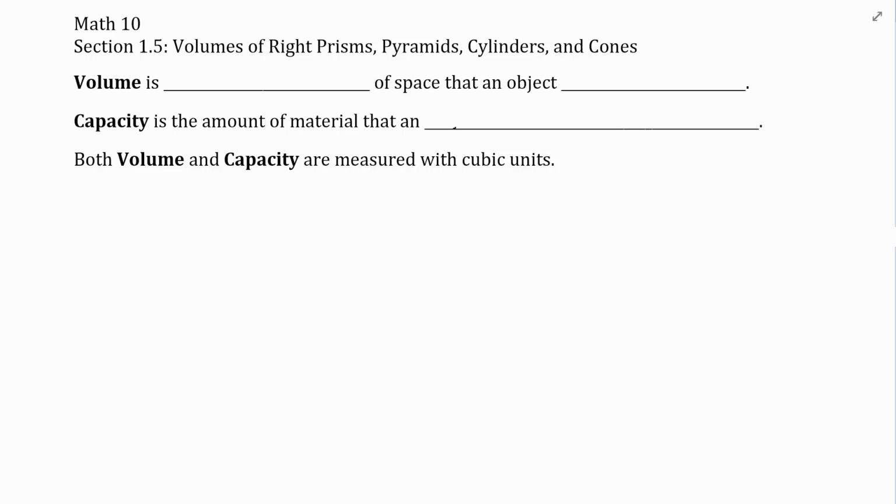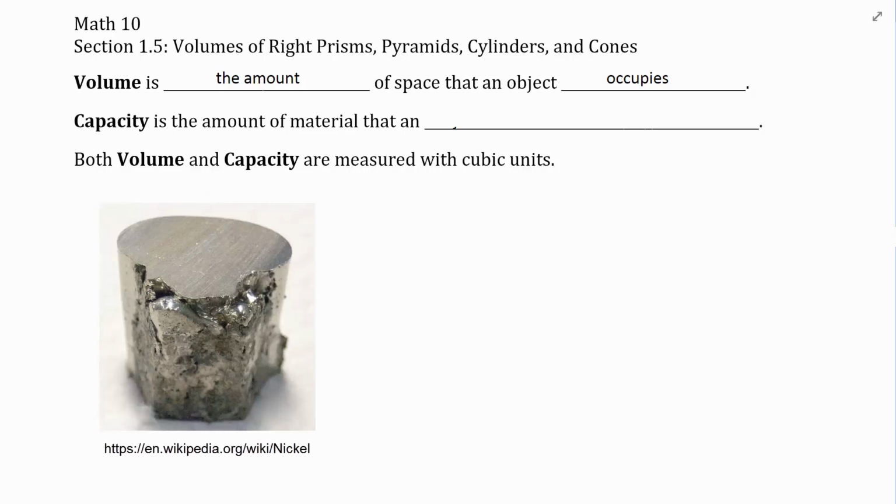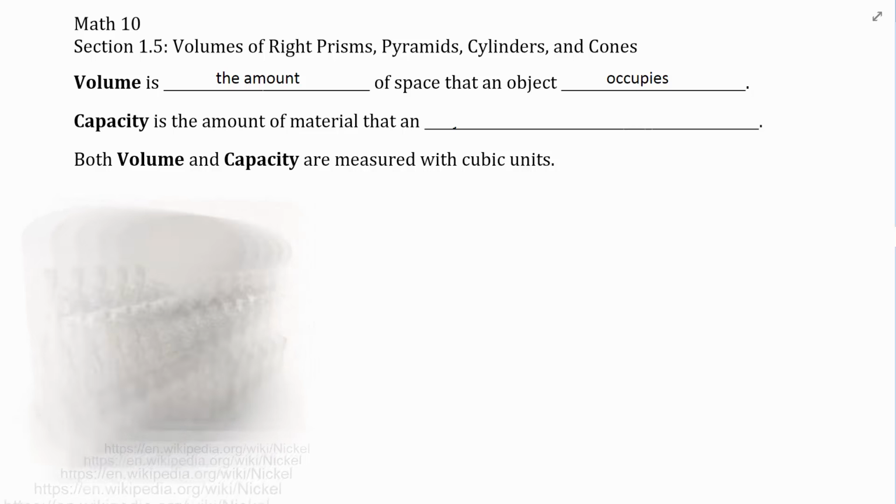I'd like to start off first by highlighting the difference between volume and capacity. The volume of an object is the amount of space that it occupies. For instance, a solid chunk of metal might occupy 350 cubic centimeters, and if it's irregularly shaped, you could find its volume by placing it in a container of water and measuring how much water is displaced by its presence.